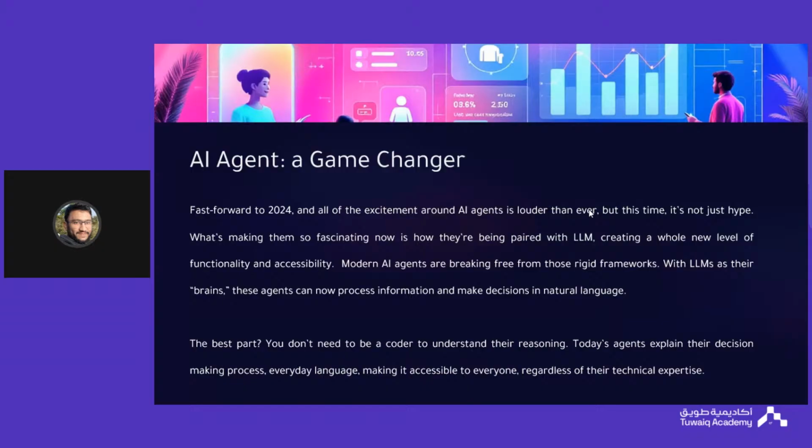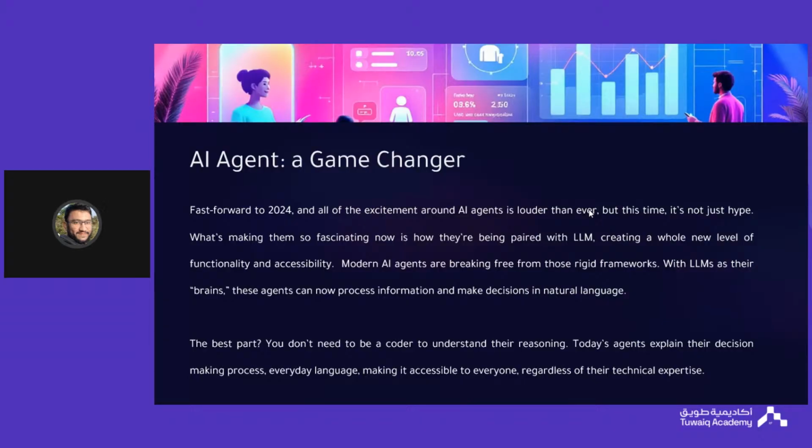Fast forward to 2024, and the excitement around the AI agent is louder than ever. We used to hear about LLMs, NLP, AI changing things, robotics, but suddenly the AI agent came as a game changer, creating a whole new level of functionality and accessibility. Modern AI agents are breaking free from those rigid frameworks. With LLMs as their brains, these agents can now process information and make decisions in natural language. The best part is you don't need to be a coder to understand the reasoning of AI agents.